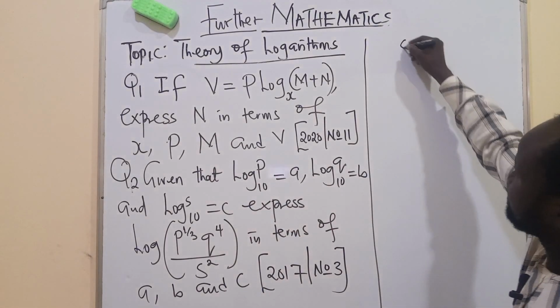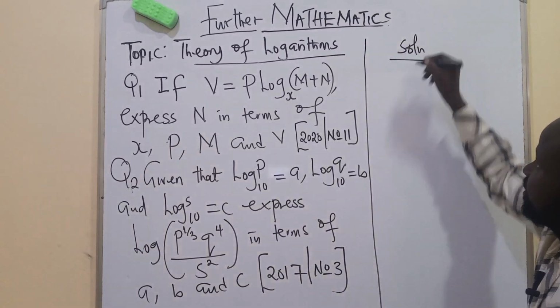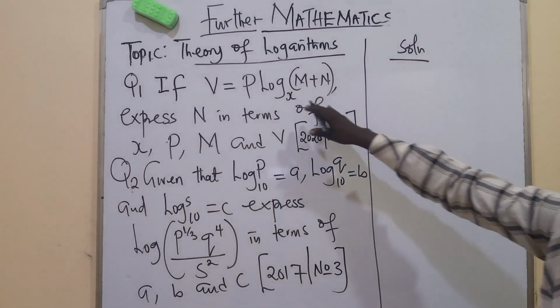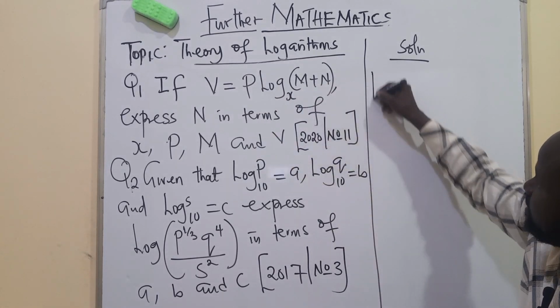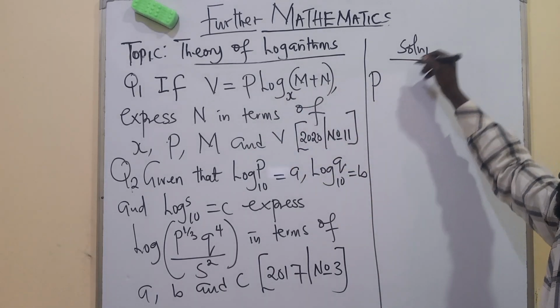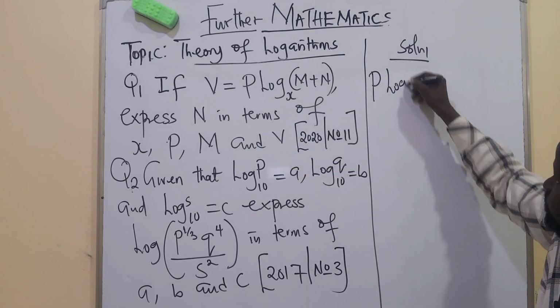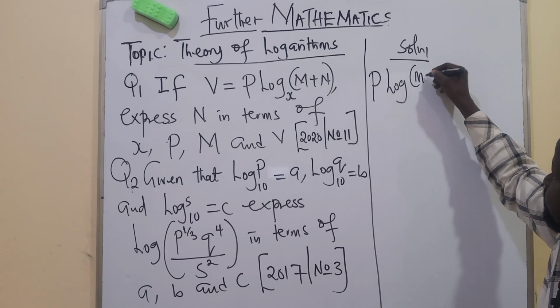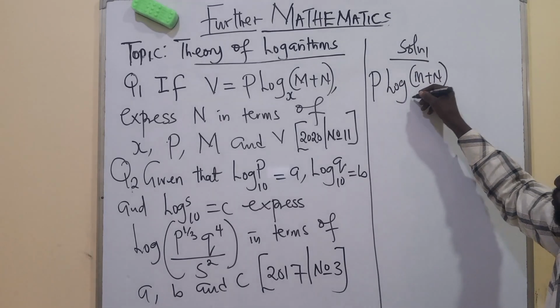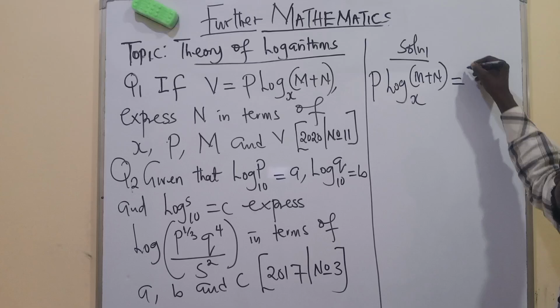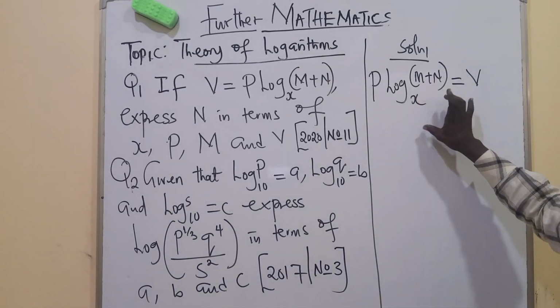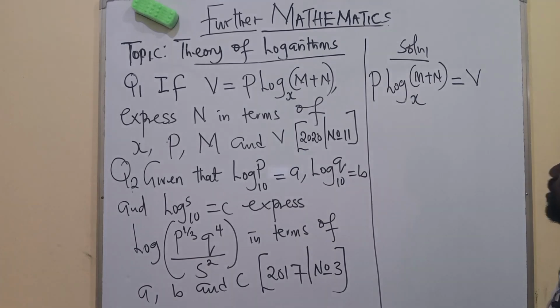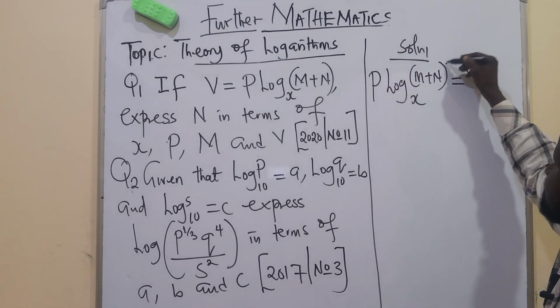First thing to do, write down the solution. Okay? We have V equals P log (m plus n) to base x. That's the solution to 1 now. We are asked to make n the subject of the formula in this case. First thing to do, we take this p to this side here.